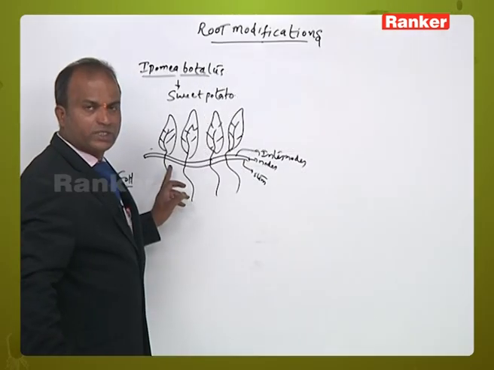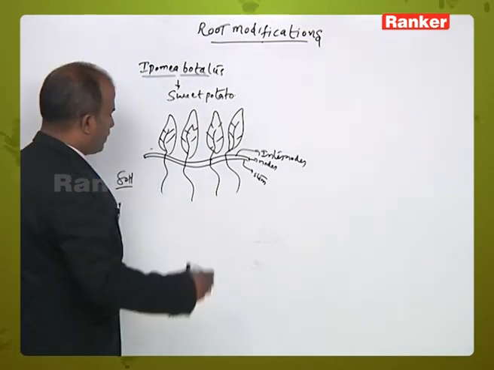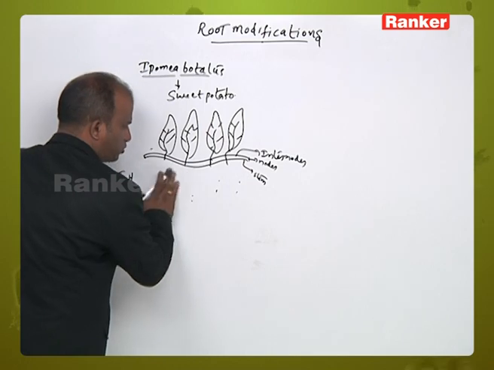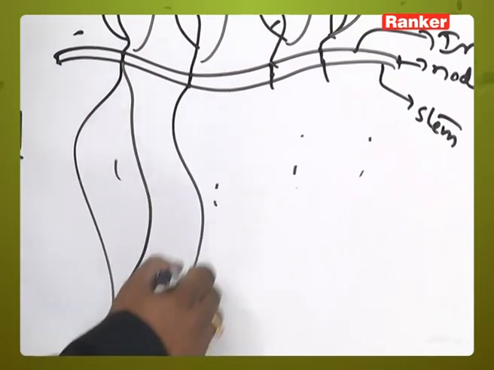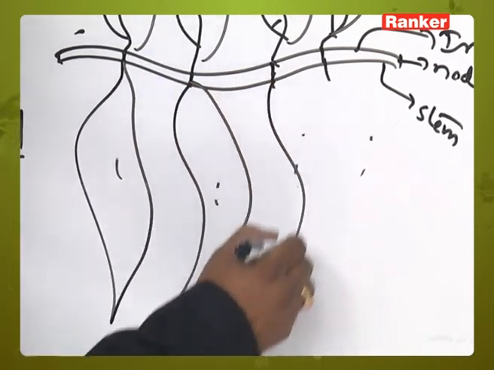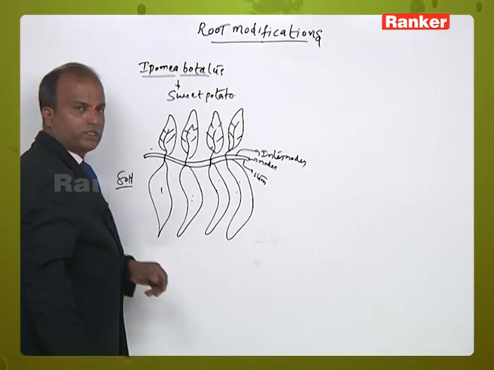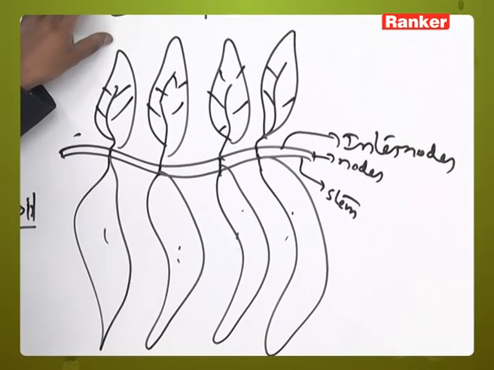Opposite to the leaf, a single adventitious root, due to the storage of food material, becomes tuberous, and they are producing tuberous adventitious roots. Which roots is it producing here? Tuberous adventitious roots. Ipomoea batatas, nothing but sweet potato.